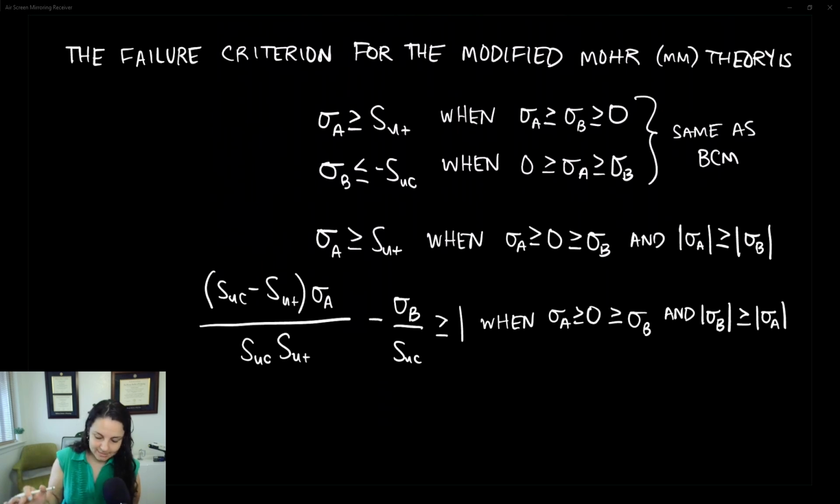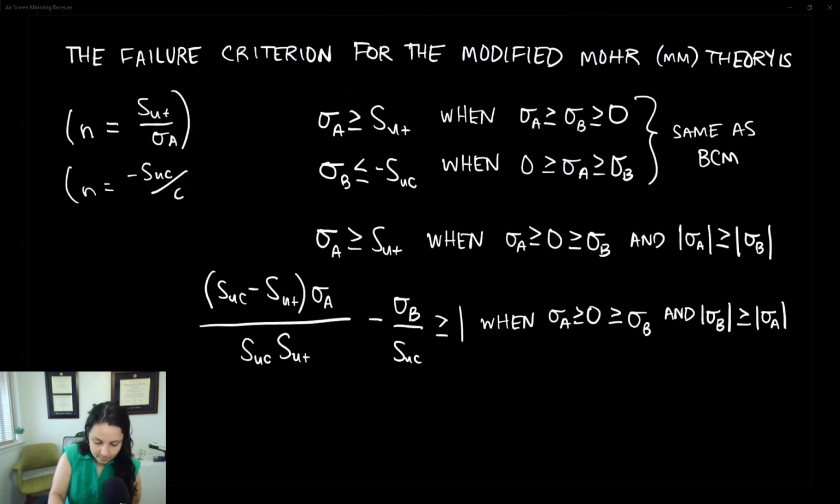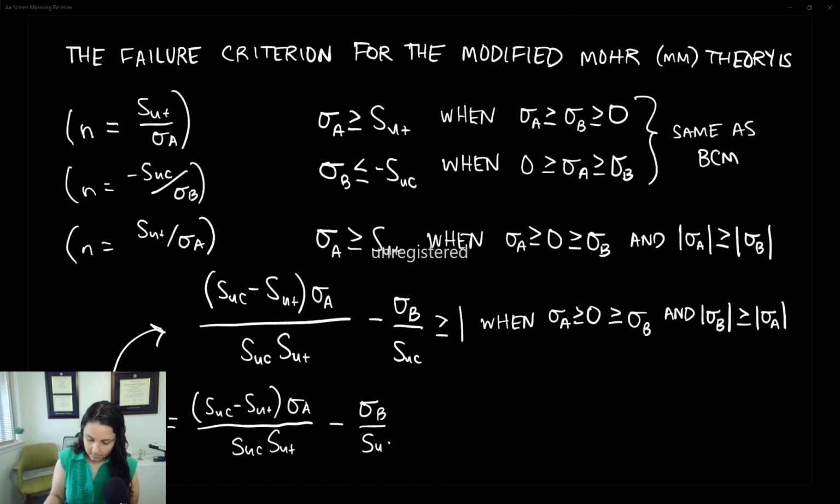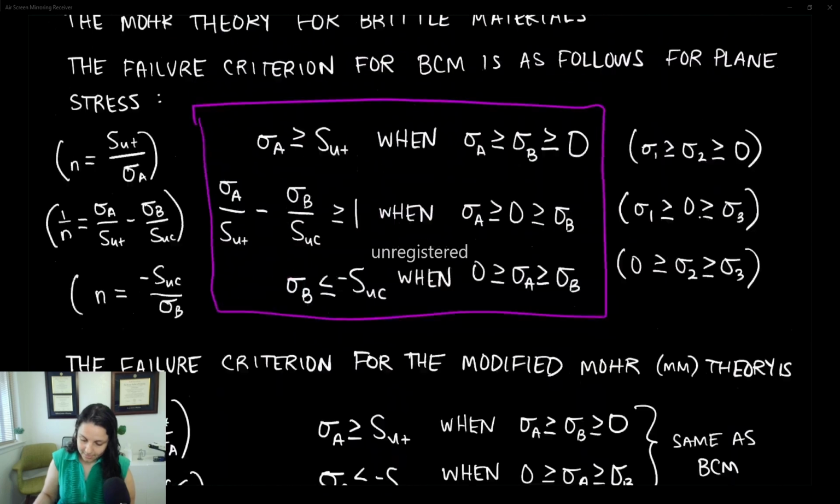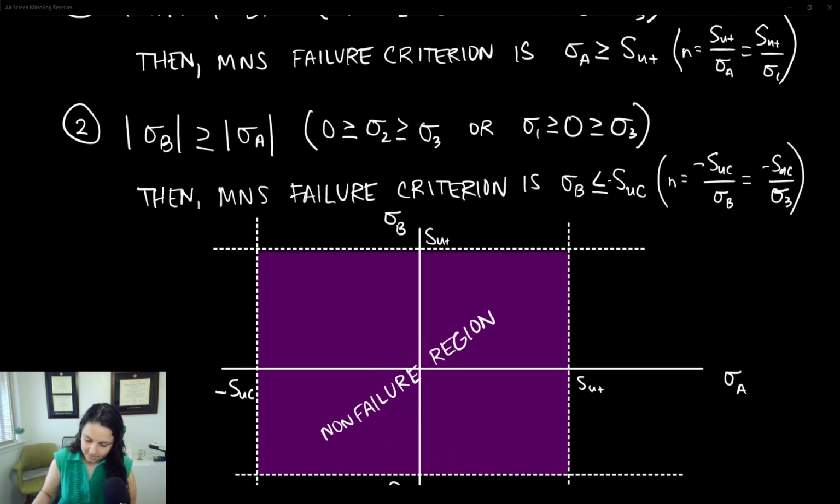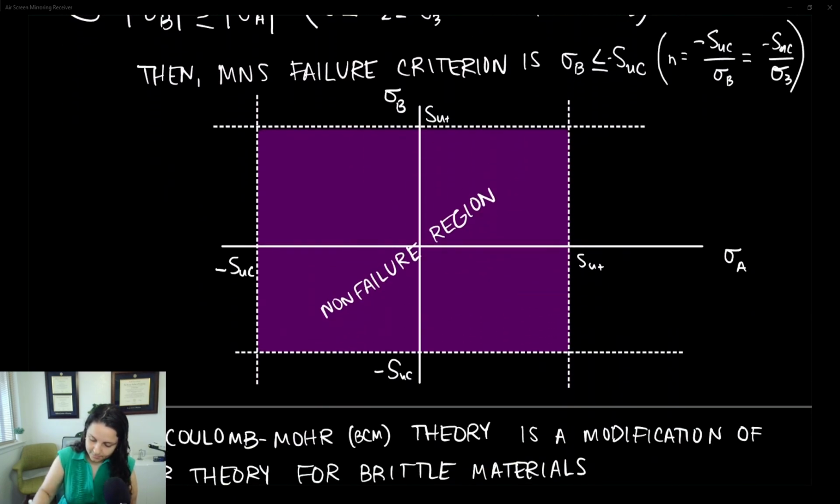So, as promised, let's take a look at what all of this actually looks like in a failure envelope. Well, before I do that, let me make sure I write out for you the factors of safety for each of these lines. Okay, now let me copy and paste what we had up here. Let's start a new page.